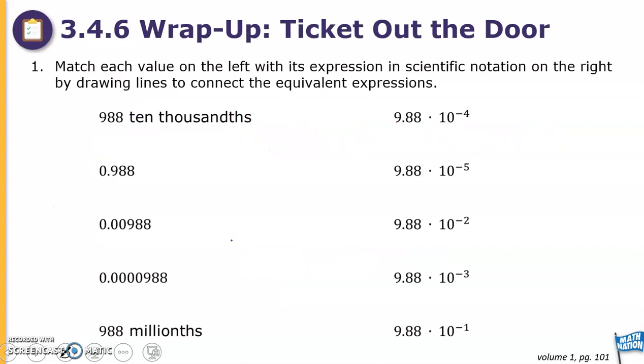Now your wrap up, or take it out the door. Match each value on the left with its expression in scientific notation on the right by drawing lines to connect the equivalent expressions. Pause here while you try to match the scientific and standard notation of those numbers.